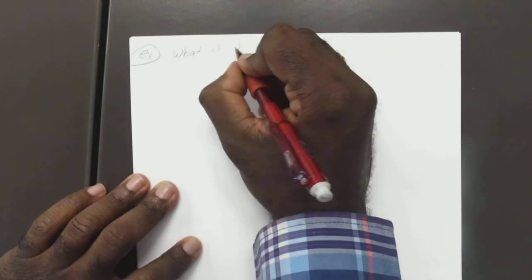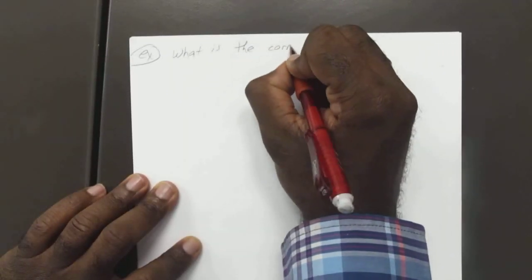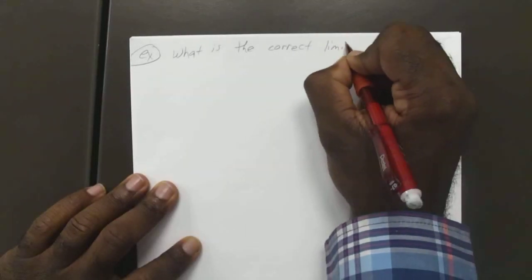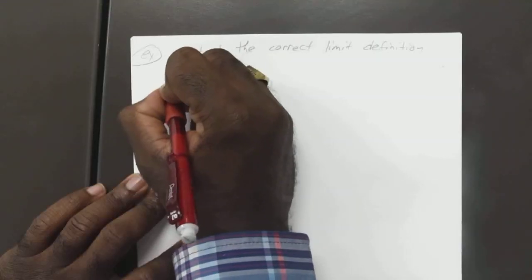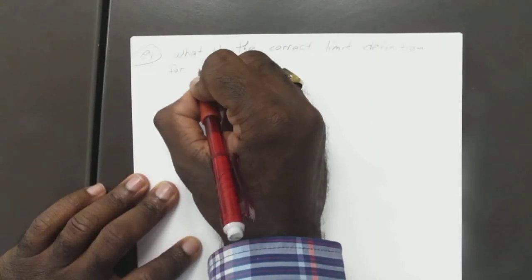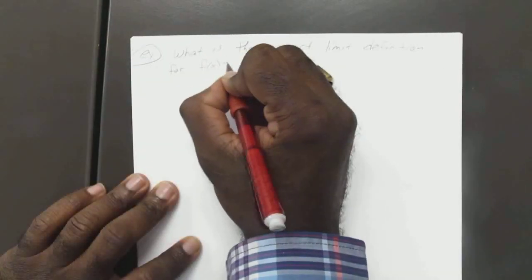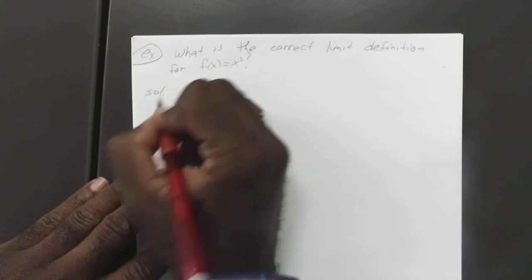Okay, what is the correct limit definition for f of x equals x squared? Okay, so this one starts off the same way. First thing you want to do is find f of x plus h.